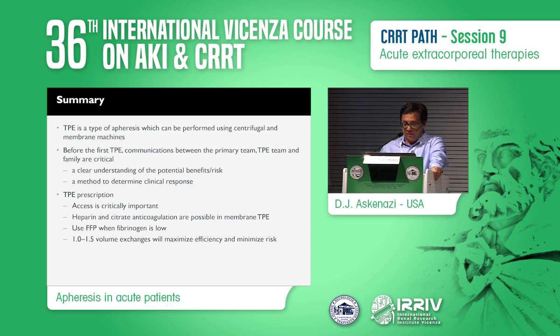As my last slide, in summary, TPE is a type of apheresis which can be performed using both centrifugal and membrane machines. Before the first TPE, communication between the primary team and the family is critical so that everybody understands the potential benefits and risks, as well as to determine what they will use as clinical response. And for the apheresis, access is always critical. You can use heparin and citrate. Remember that if you're not using FFP, you're going to drop your fibrinogen, so use it if your fibrinogen is going to get low. And generally speaking, we use 1 to 1.5 volume exchanges.